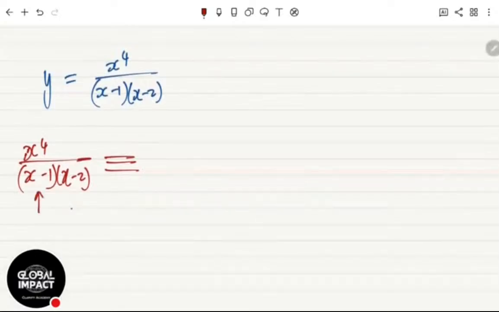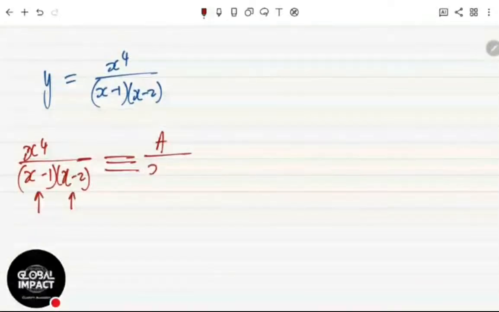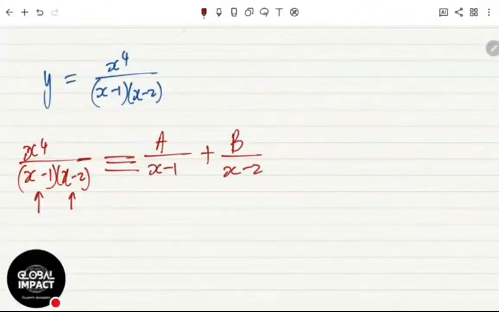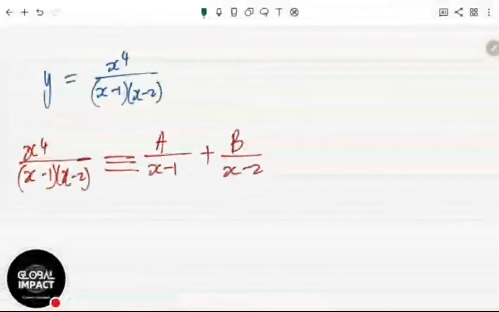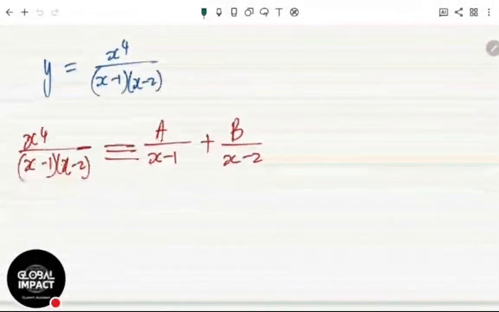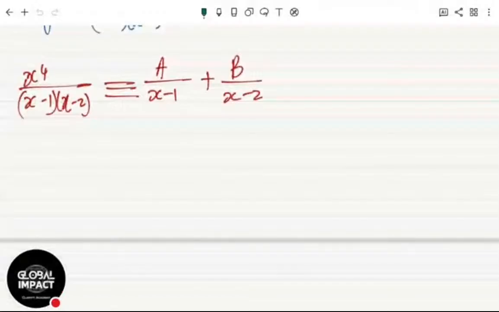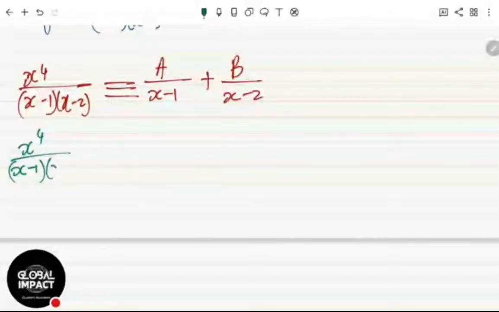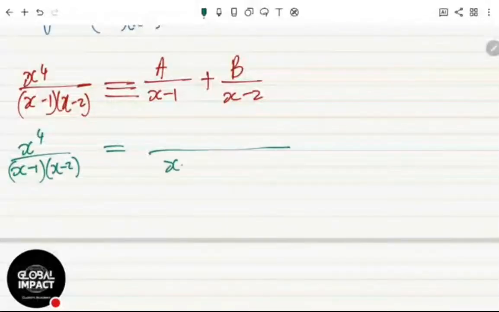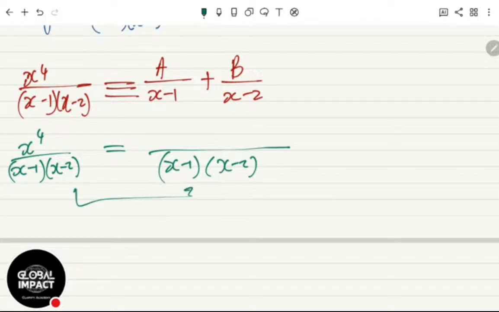Since these are two linear factors, I'll have a over the first one, x minus 1, plus b over the second one, x minus 2. a and b are just arbitrary numbers; you have to find them. So now let's find them. What do you do in the next stage for partial fractions? You're going to rewrite this one on the left, x to the 4 over x minus 1 multiplying x minus 2. The top didn't matter in this. You're going to have the same denominator, x minus 1 multiplying x minus 2. That's the common denominator of these two, which is on the other side.